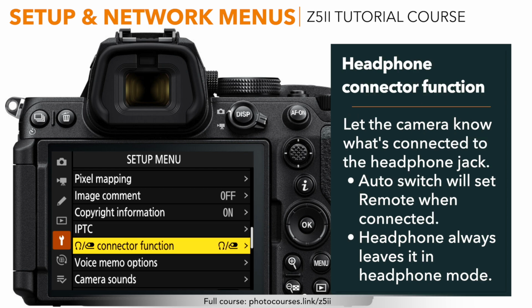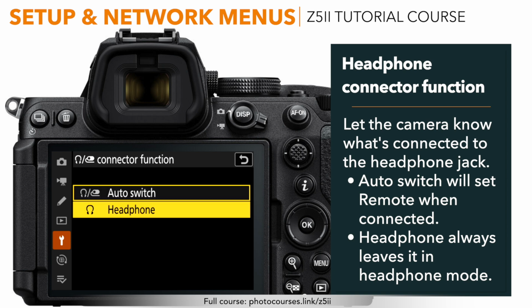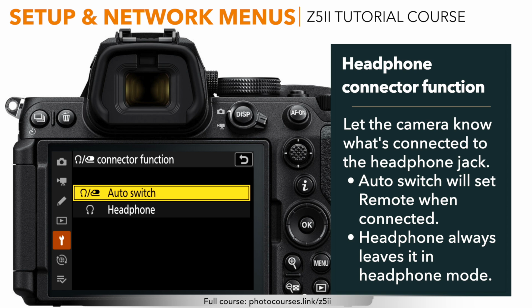Your headphone jack can also be used to connect an MC-DC3 remote control, and if you leave the headphone connector function set to auto switch, the camera is going to recognize when one of these remotes is connected to the headphone jack and switch that jack over to the remote function. However, if you're using a headphone, and this may happen with certain plug types, and the headphones aren't working, you may want to set this to headphone to keep the camera in that headphone mode for the headphone jack.